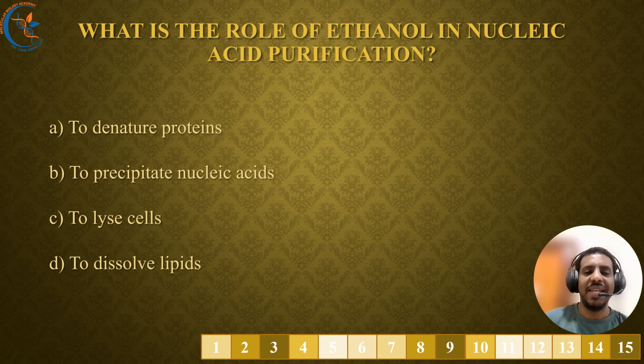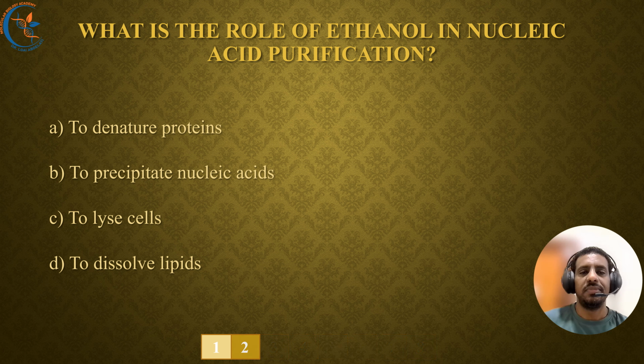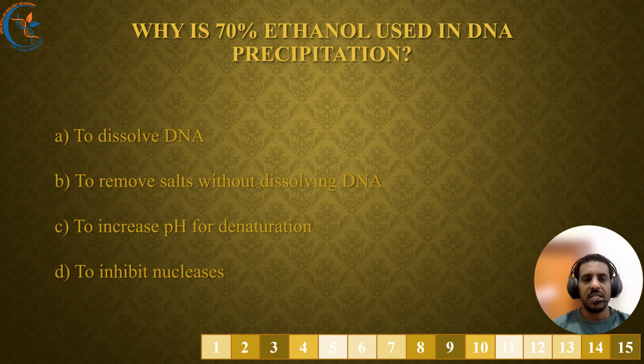All right. Next question. What is the role of ethanol in nucleic acid purification? All right, the correct answer is to precipitate nucleic acids. Okay, actually, ethanol is used to precipitate nucleic acids. All right, next question here.